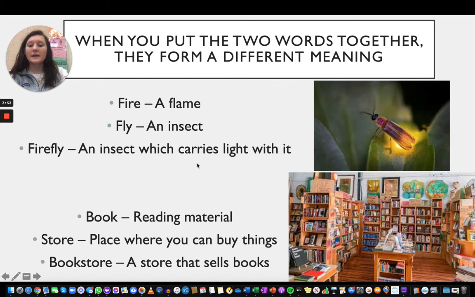And then our last example is we have the word book, which is reading material. And then we have the word store, which is a place where you can buy things. But when we put the two words together, book and store, we get bookstore, which is a store that sells books. So here are just some examples of compound words and how a compound word changes the meaning from the two words being separate of each other. So that is our language arts lesson for today.